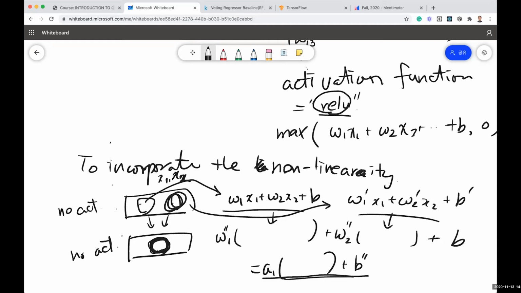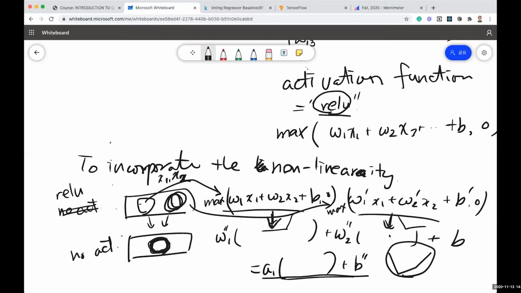But let me replace the first one with a ReLU layer. Then the things are different because there is a max function and then comma zero, and there is another max function and comma zero. So the input to the second layer will be different values. This is going to be something like a piecewise linear function. And then applying the linear function to piecewise linear, you will get something like this. So that's the way we incorporate non-linearity in our model.